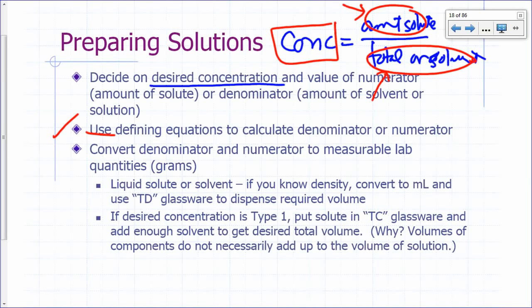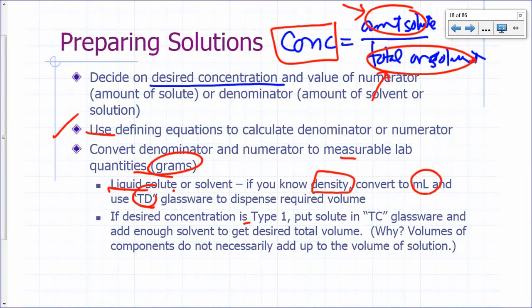Once you have the values for the numerator and the denominator, all you have to do is convert those to measurable lab quantities, typically grams if you're dealing with solids. If you're dealing with a liquid, it's not a good idea to weigh liquids, so it's best to look up the density of the liquid and convert the grams that you need to milliliters, and use what's called TD glassware. TD stands for to deliver. Those are glassware that are specifically calibrated for dispensing precise volumes of liquids.